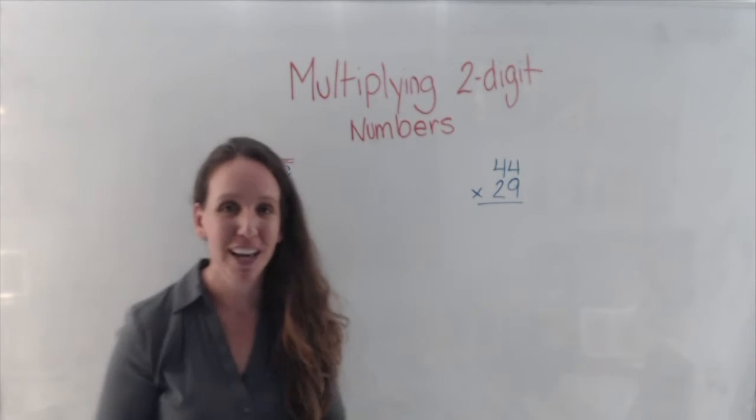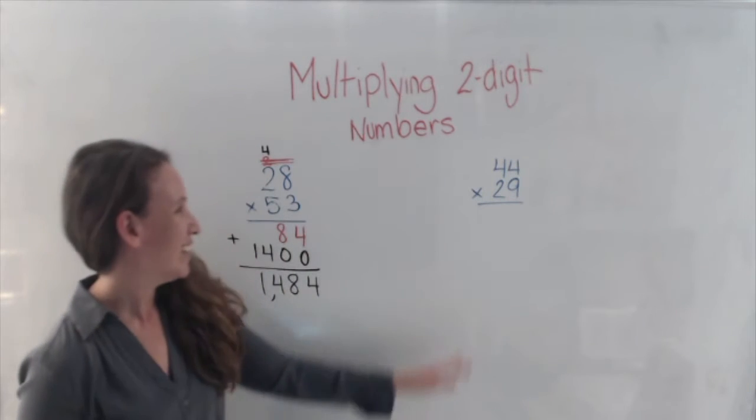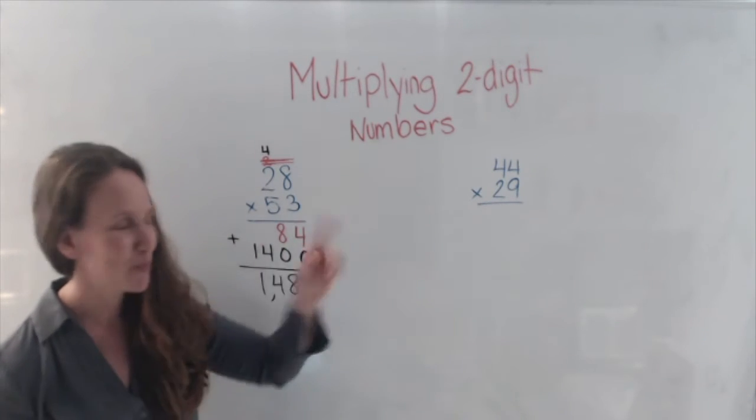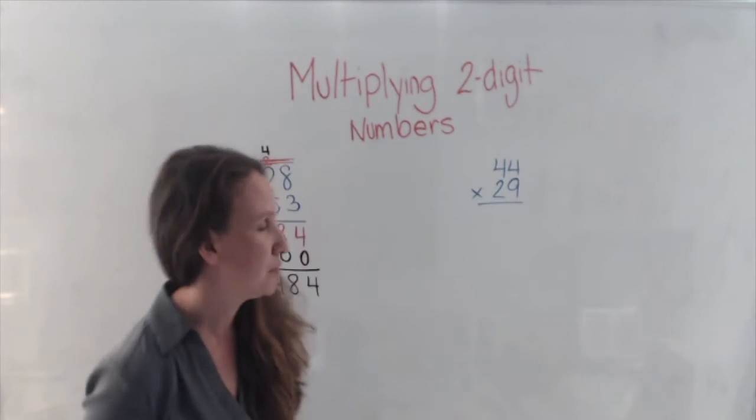If you were able to follow along with that, I'm going to ask you to try the next few problems on your own. And if you weren't, don't worry. I'm going to walk you through a bunch more. Let's look at problem number 2. Problem number 2 asks for 44 times 29.